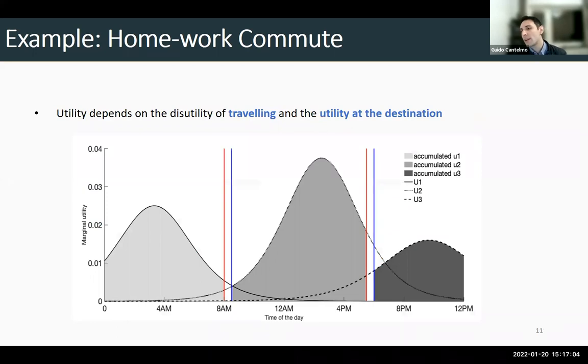This is another way to look at the same example as before, but instead of looking at a network, we are looking at a utility function. In this case, you can see that the first curve is the utility of being home. Then you have some time in which the user is traveling, and we can compute a negative component there. We have the utility of being at work. We have some travel time again, and then the utility of being at home in the evening.